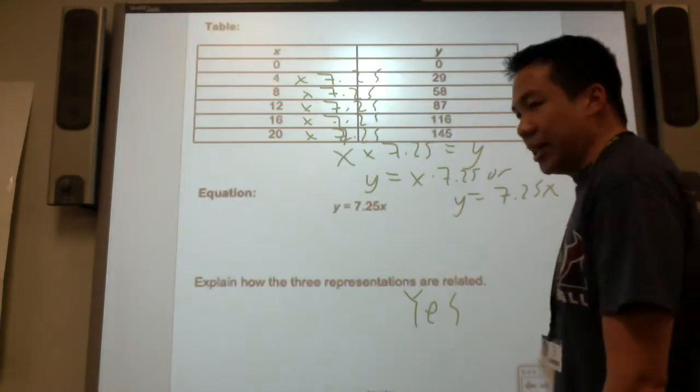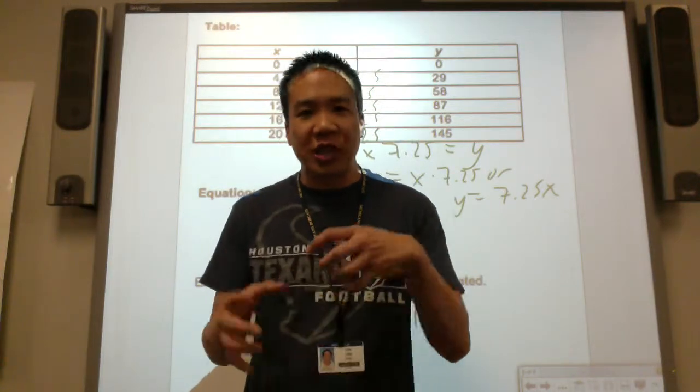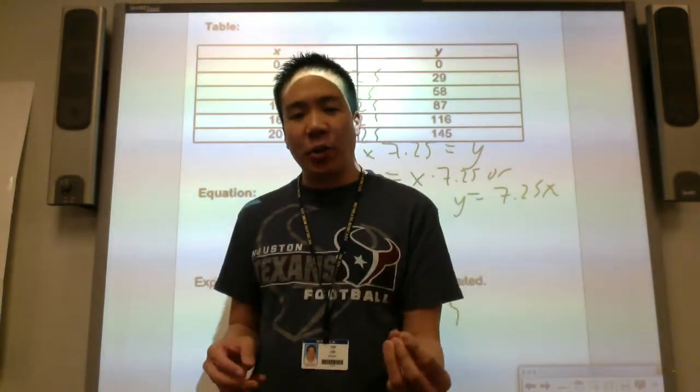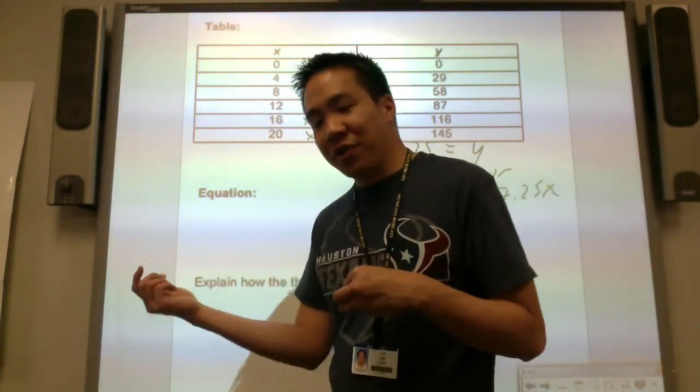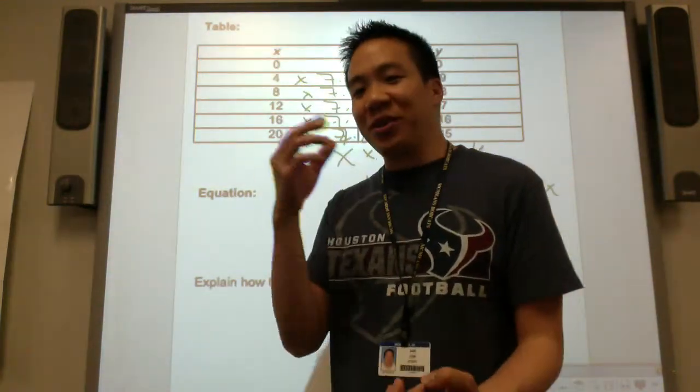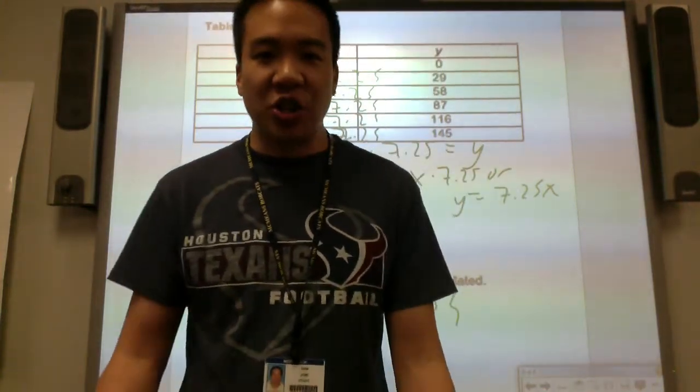And that's it. In this one, what we talked about is how tables, graphs, and equations can all relate to each other. By knowing a table, you can build a graph and equation. By getting an equation, you can build a graph or table. By having a graph, you can build an equation or table. They are all interrelated to each other. They all show the same information. Multiple representations.